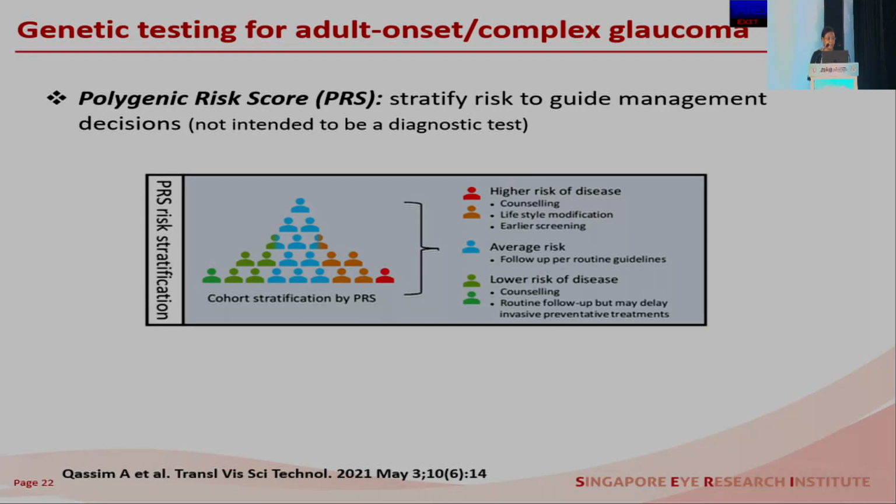So as I had alluded to, for adult onset glaucoma, we can now develop what we call the polygenic risk score to stratify risk. However, it's important to remember that unlike for early onset glaucoma, the polygenic risk score is not intended to be a diagnostic test. It's only intended to be a risk stratification tool.